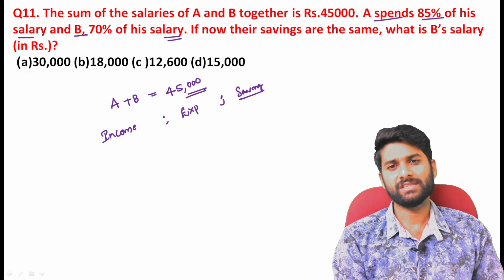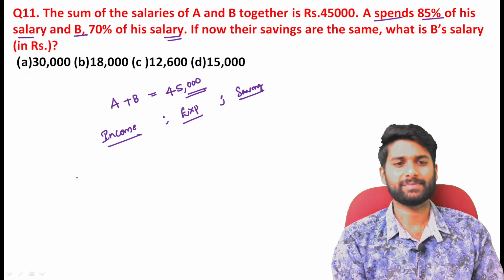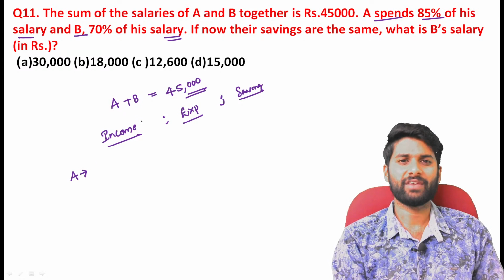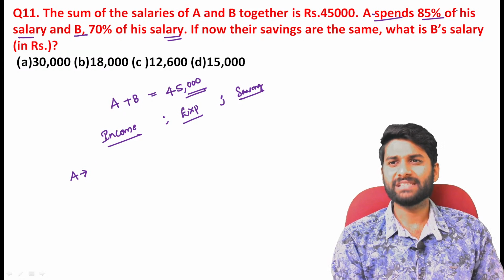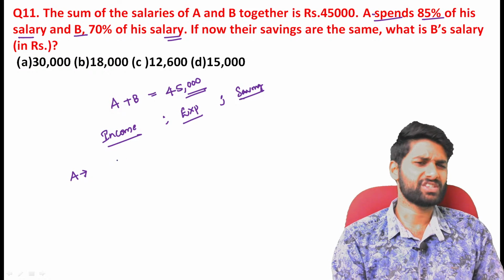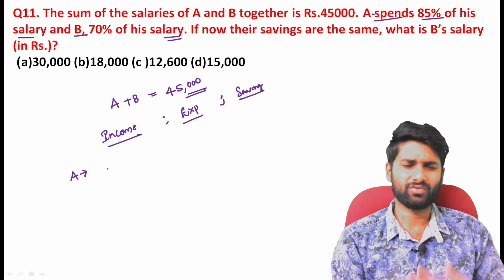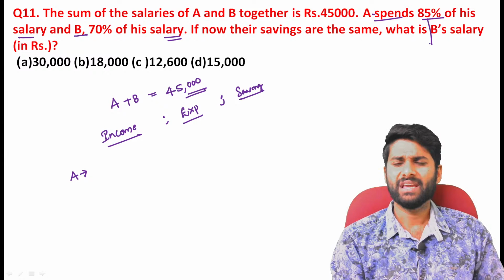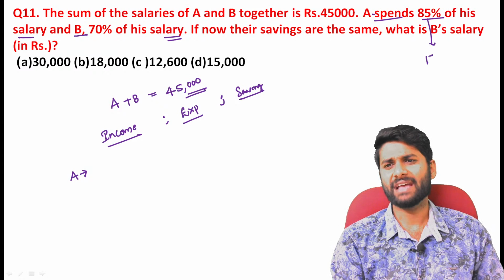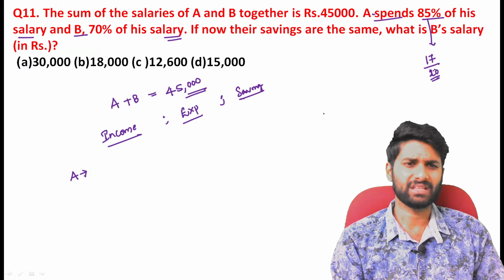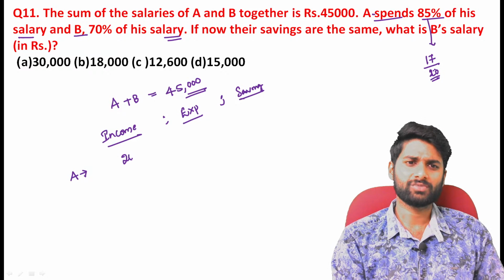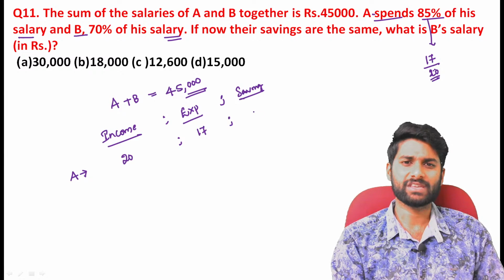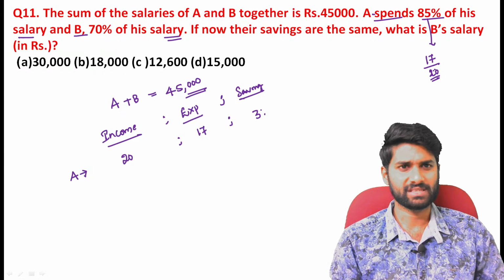And we already know that savings can be defined as income minus expenditure. Now I am discussing the value for A. Now see, A spends 85% of his salary. Now you just assume 100 quantities, your wish completely. Otherwise, you just write down the 85% value as 17 by 20. You can assume any value, no problem in that. For example, I can assume 20 quantities is my income. Now the expenditure is 17 quantities. Now the savings become 3 quantities. No problem in this case.